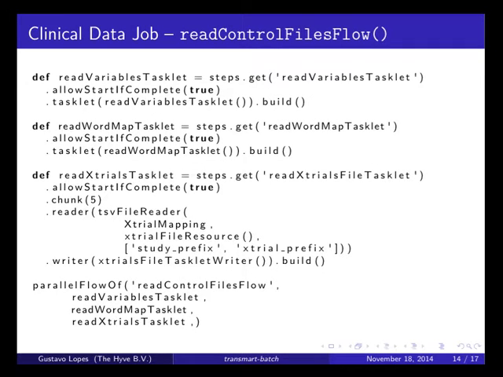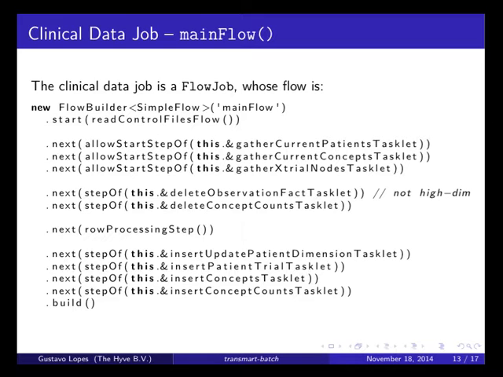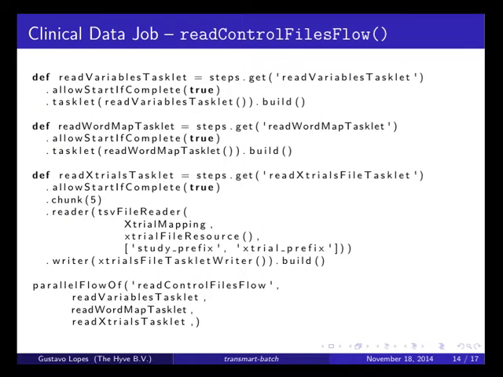This is just this first method here, read control files flow, this first bean. This is the definition for this bean. So we have a parallel flow for reading the variables, the word maps, and the X trials mapping file. This is how I implemented the reading of the X trials using a chunk oriented tasklet with the reader and the writer. But this one is just a batchlet. It is something I want to refactor because it doesn't read TSV files really well. It just splits on tabs.